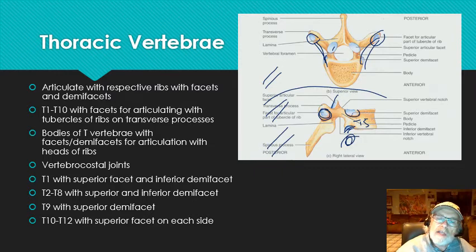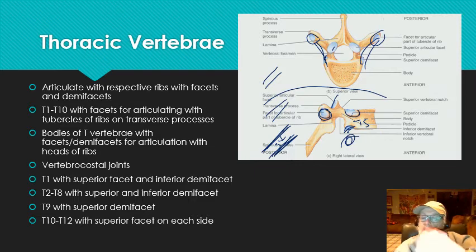So this one can't go this way because this is stopping it. This one can't go this way because this is stopping it, and so on down the line. They lock themselves in, and they can actually rotate a little bit around, which is an interesting thing that we see. Anyway, that's the facets that we see on the thoracic vertebrae.